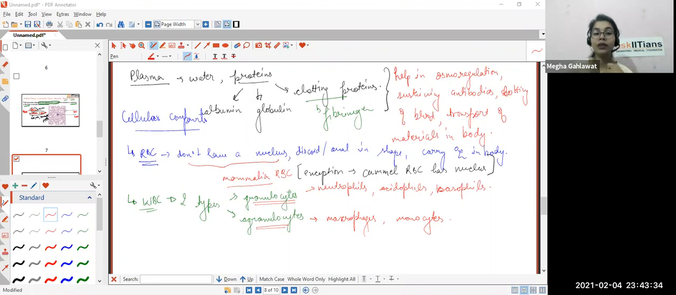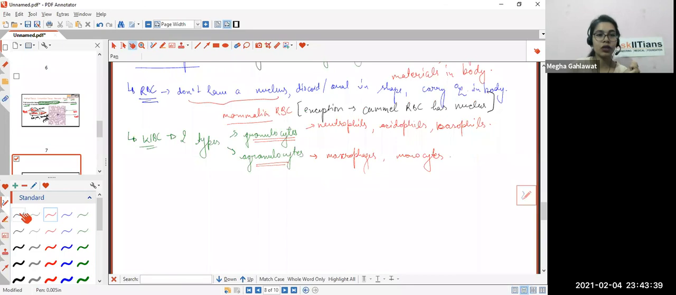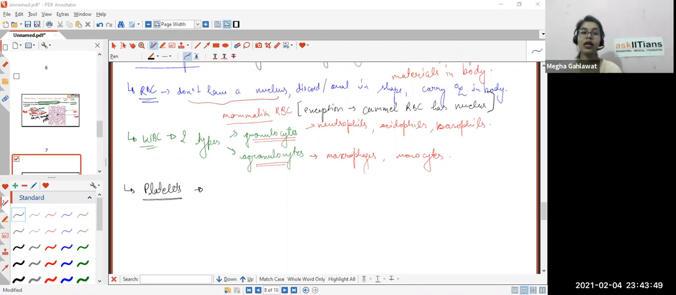Then we have the blood platelets. Blood platelets are extremely important. They are also called thrombocytes, which we have already discussed. They are formed in the bone marrow from a special type of cell, which is called the megakaryocyte.